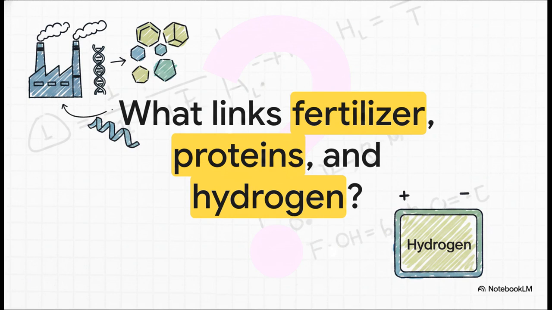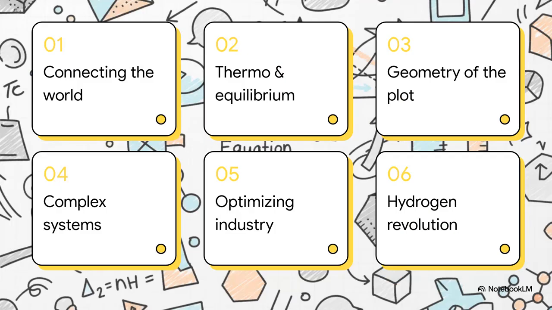So I want you to think about this for a second. What do the massive Haber-Bosch fertilizer process, the intricate folding of biological proteins, and cutting-edge solid-state hydrogen fuel cells all have in common? On the surface, they seem completely unrelated, right? But the crazy thing is, human survival, complex biology, and our green tech future are all linked by one incredibly elegant thermodynamic formula, the Van 't Hoff Equation. Okay, let's dive into this.